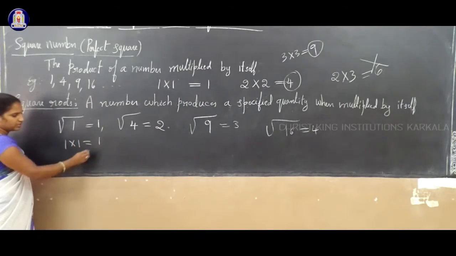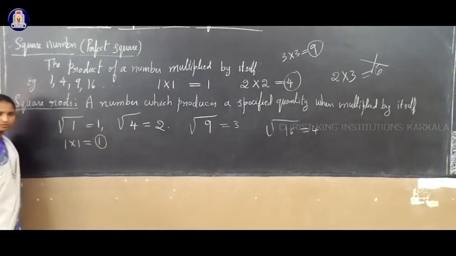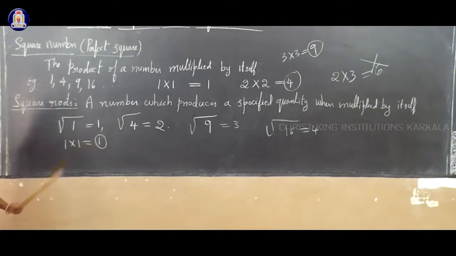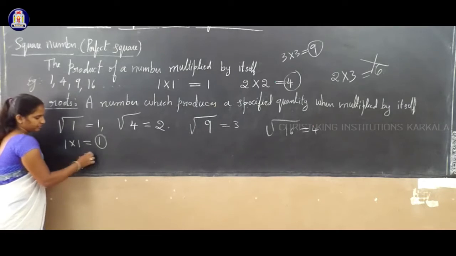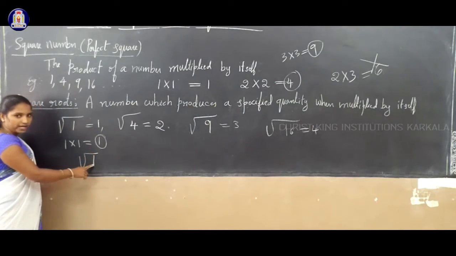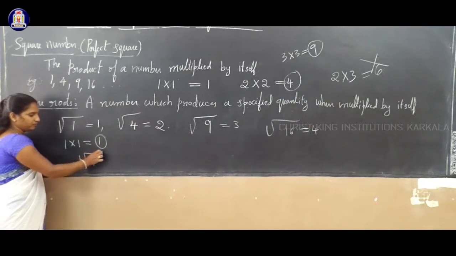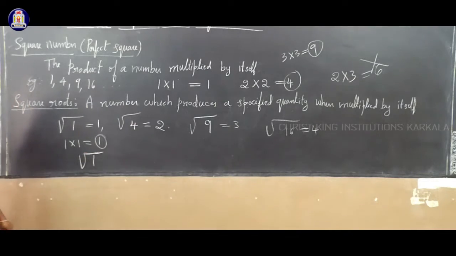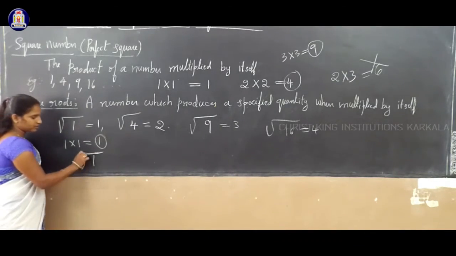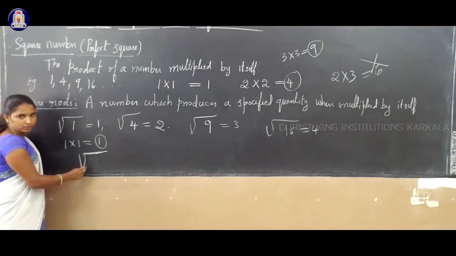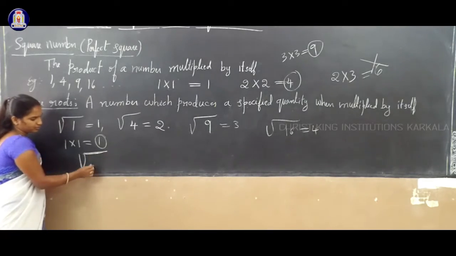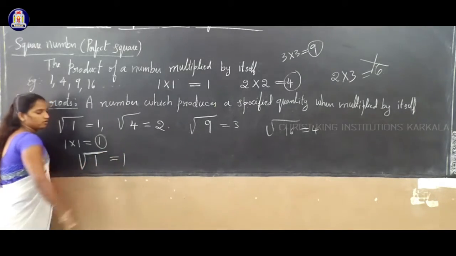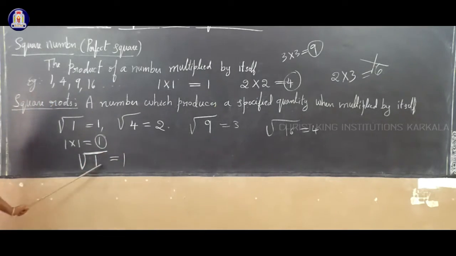Clear? Now 1 is a perfect square, right? So that means square root of 1, what does this symbol represent? It represents the square root, the positive square root. Clear? A positive number. So now the square root of 1 is 1.